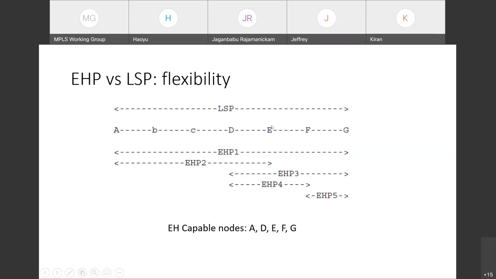E is also extension header capable. It also examines the label stack to find the indicator, and based on that, it will continue to search and find the two extension headers. Now E is configured as an EHP path tail node for EHP 2, so it will definitely need to remove the second extension header. It also decides whether to process the first header or not. Then the packet will be forwarded to F and then to G. At node G, the first extension header will be removed. Here I only talk about the first and second extension headers. There are also three other extension headers, but they follow a similar processing procedure.